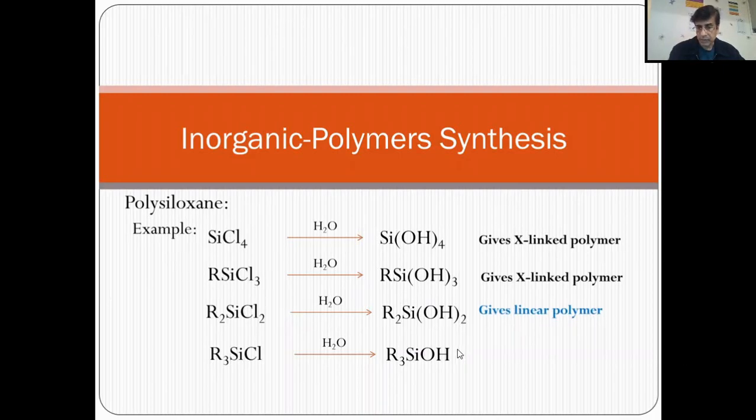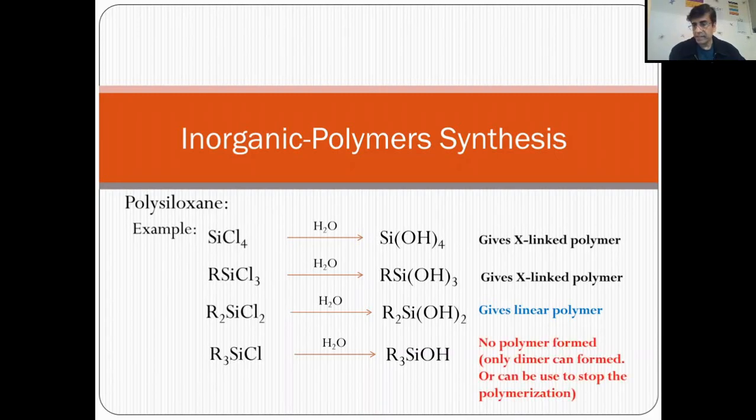What about the last one? Would it give a polymer? The answer is no, because the monomer functionality is 1. When you connect it to this one, you get a dead end. Here you have 3 CH3 groups, and the other monomer also has 3 CH3 groups, or R3 groups, so that cannot progress further. After the dimer, the reaction will stop. No polymer forms, only a dimer, and this material can be used if we want to stop this polymerization.